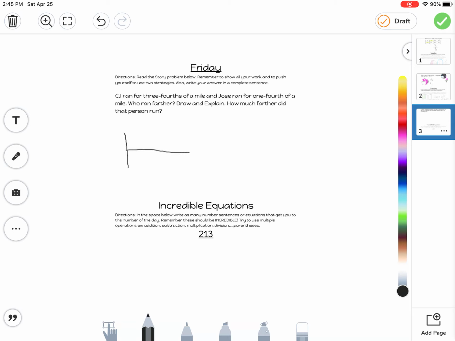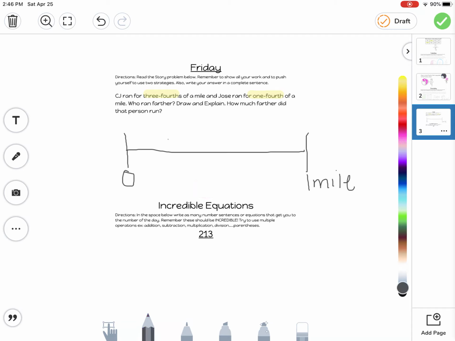And we've talked about fractions on a number line already in our review time. And this is 0. And this is going to be 1. And this is going to be 1 mile. Okay. And I need to cut this into fourths. And I know that because in the story, it tells me that CJ ran 3/4 and Jose ran 1/4. So I know that the fraction or the parts is 4 parts. So I'm going to go ahead and do my fourths.